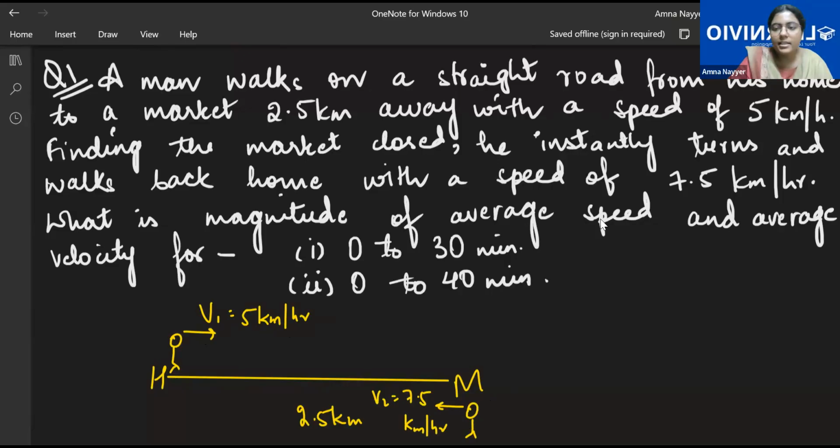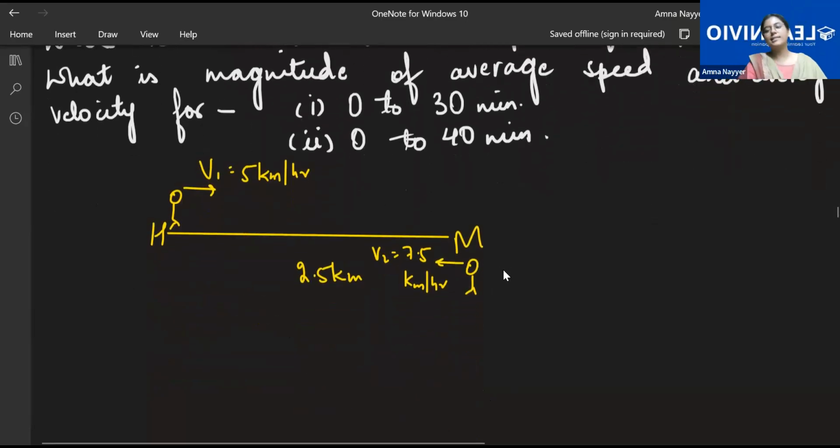Okay. Now, what is the magnitude of average speed and average velocity for 0 to 30 minutes? Now, this is an important question. This question often comes in the school exams, but at one glance, it becomes tough when you look at it. So, did you understand the question? What happened here? The person was at his home. This man, with a speed of 5 kilometer per hour, went to the market. He saw the market is closed, and he came back home with an increased speed, that is 7.5 kilometer per hour. The distance between the home and the market is 2.5 kilometer. This is fixed. Okay. Did you understand the question?